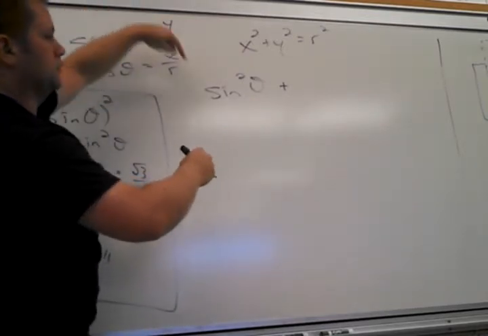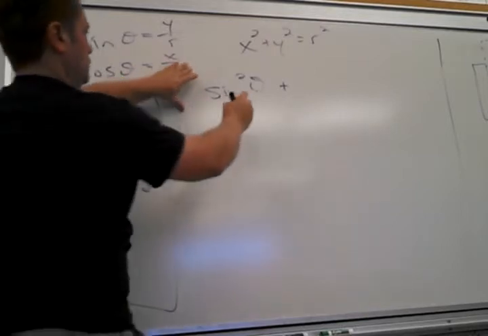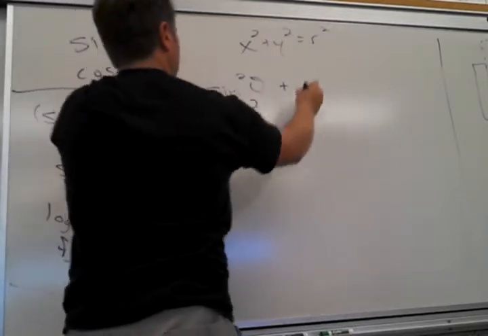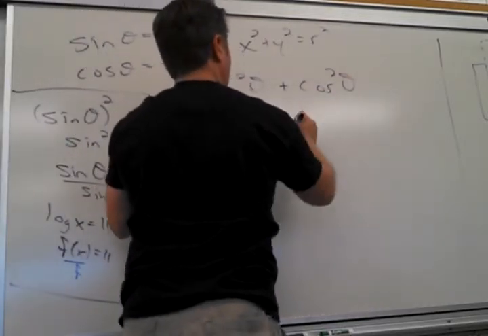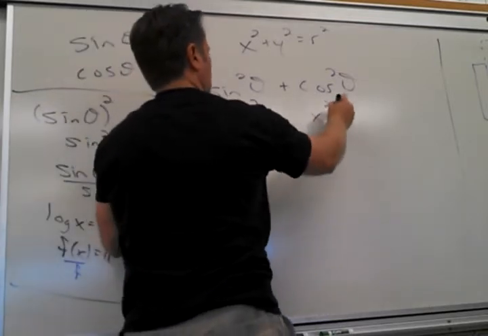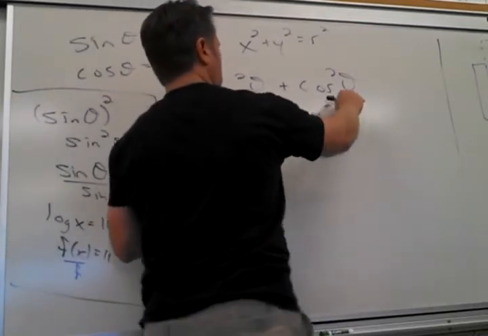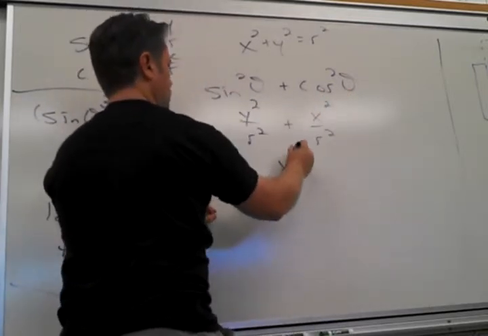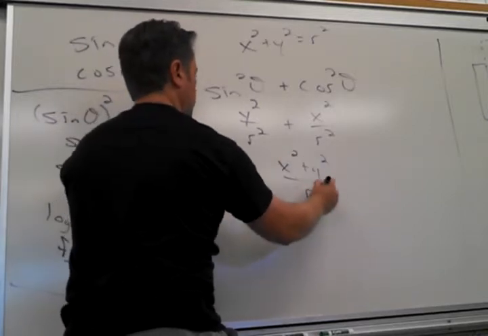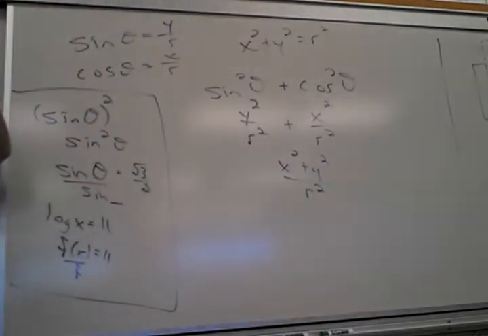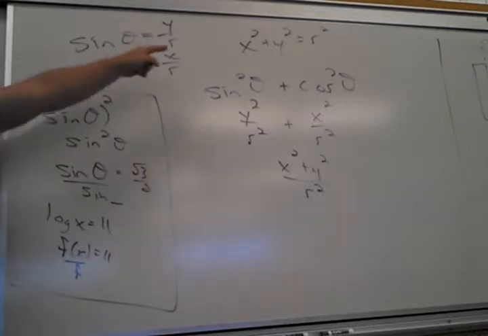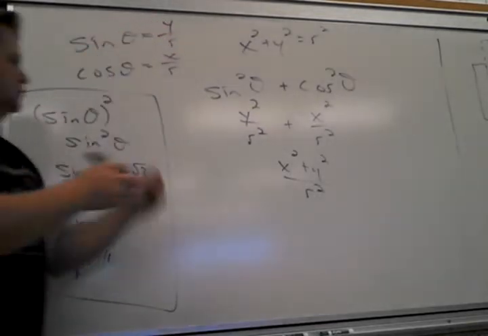Sine theta is y over r, so sine squared theta would be y squared over r squared. What's cosine squared theta? X squared over r squared. So sine squared plus cosine squared would equal x squared plus y squared over r squared. Is that cool? And of course, what's x squared plus y squared? R squared.